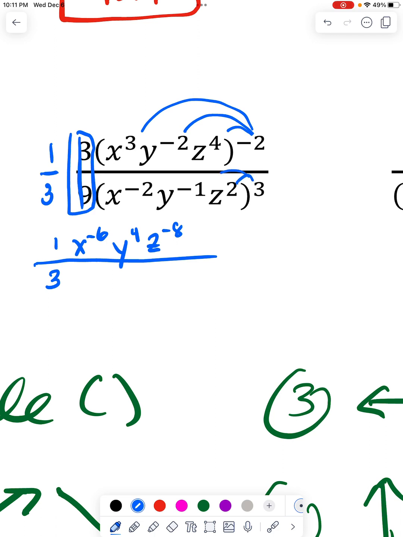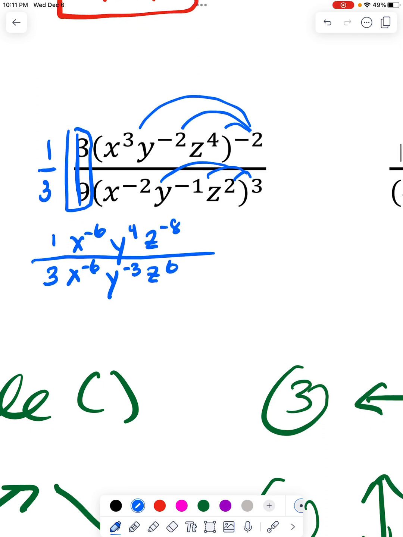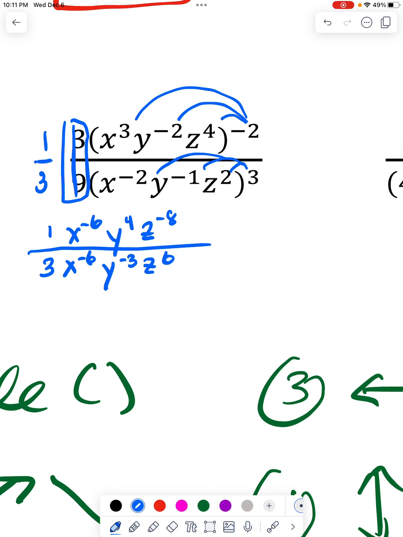In the bottom, I'm going to distribute the 3 as a power. So I end up with x to the -6. The y has a -1 getting multiplied by 3, so -3. And the z, the 2 and 3 multiplied become a 6. Now I'm going to move anything that has a negative power. So this is going to move down, this is going to move up, this is going to move down. Everything else stays where it was.